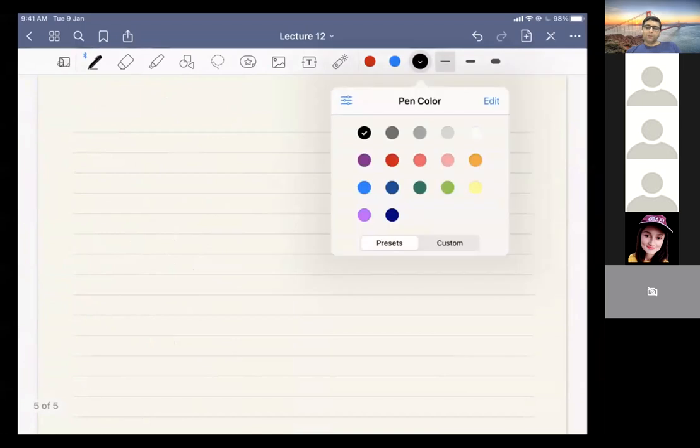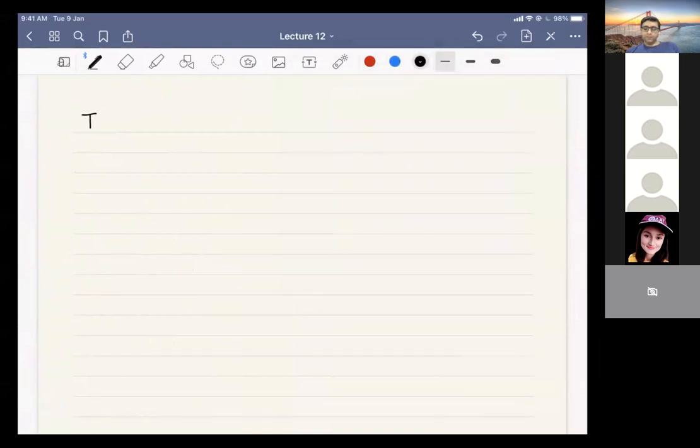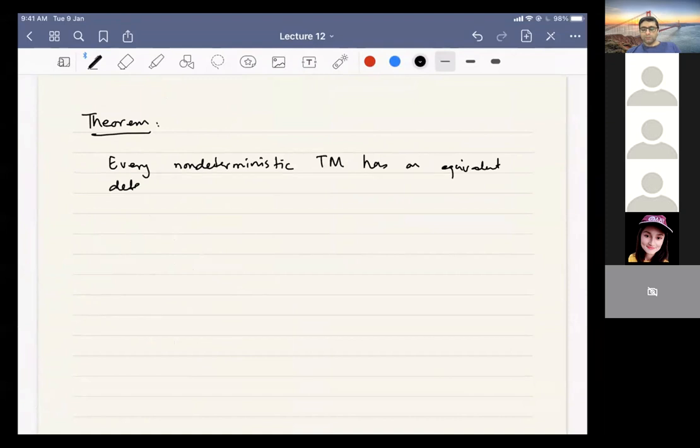So okay, let's come back to our result. The theorem says that every non-deterministic Turing machine has an equivalent deterministic Turing machine. Let's talk about the proof, how we can prove it. Any ideas?